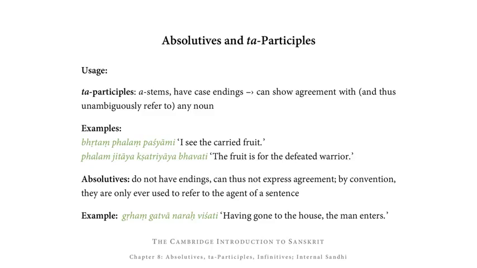So in an active sentence such as gṛhaṃ gatvā naraḥ viśati, with the active verb viśati, we translate "having gone to the house, the man enters," and understand that gatvā, having gone, needs to refer to the agent of this sentence, i.e. the subject, naraḥ, and so we understand that gatvā refers to the man. The man first goes and then enters, and so we arrive at "having gone to the house, the man enters," or "the man, having gone to the house, enters."